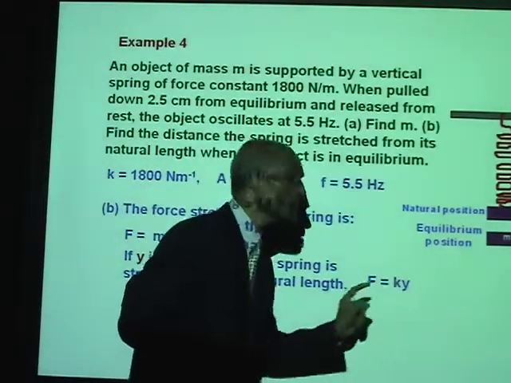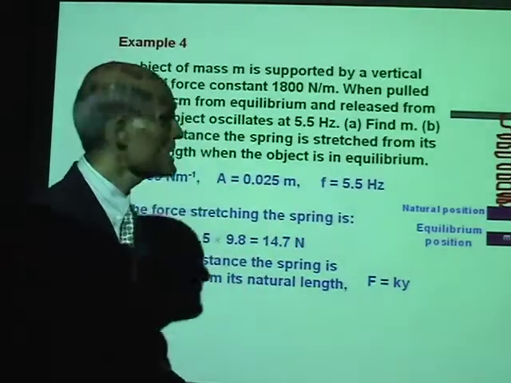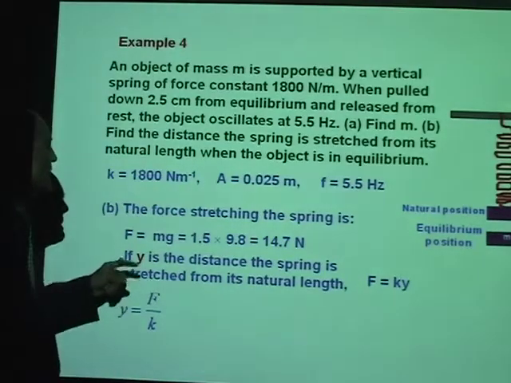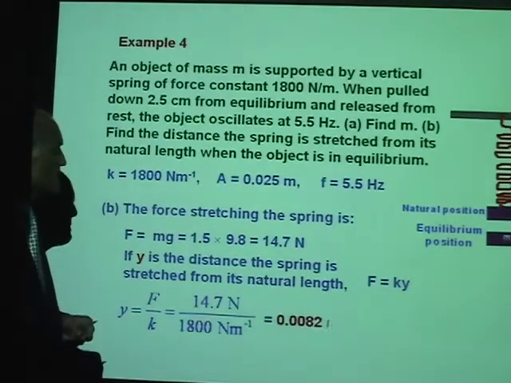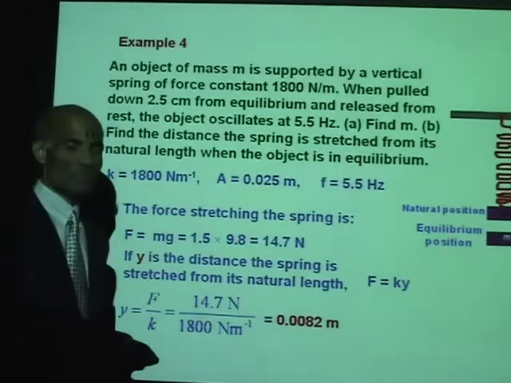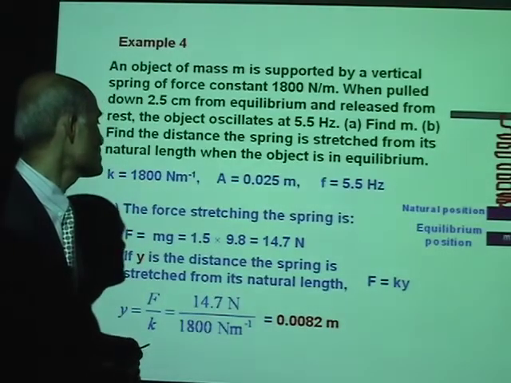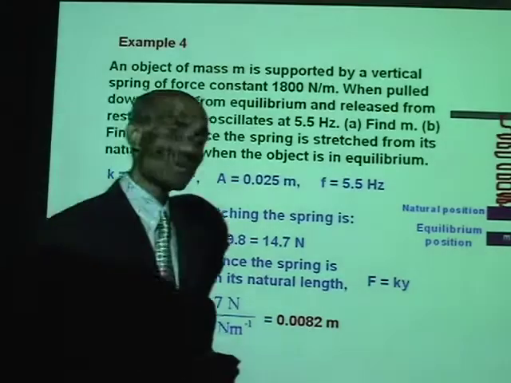You know the value of k, therefore you can find your y. What is y equal to? Y equal to F over k, and F is 14.7, k is 1800 Newton per meter. Therefore, that will be 0.0082 meter. That's a very small stretch, is that right?